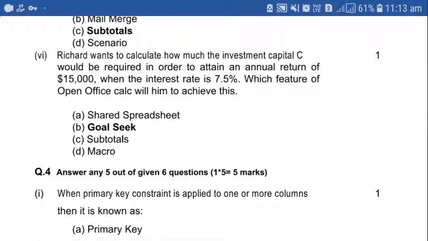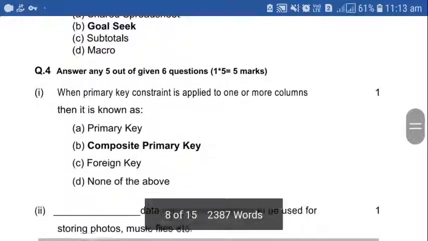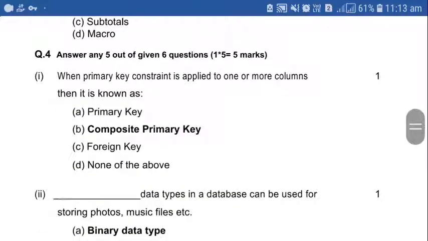Question number 6. Richard wants to calculate how much the investment capital would be required in order to attain an annual return of $15,000 when the interest rate is 7.5%. Which feature of OpenOffice Calc will help him to achieve this? So the right answer is goal seek. Okay, now comes to the question number 4.